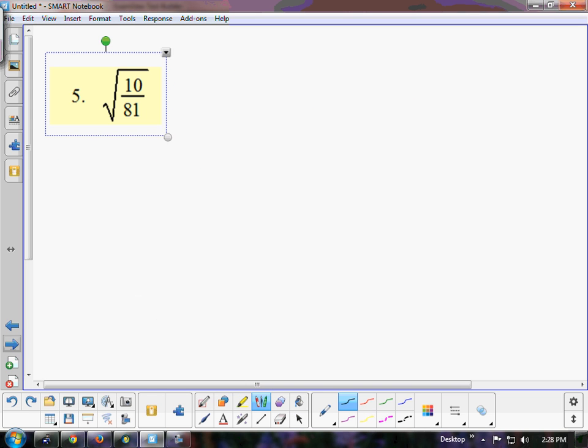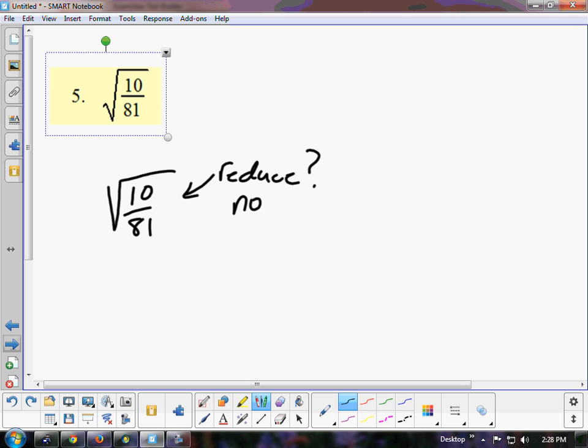Now this one, when there's fractions underneath the radical, those are bad. But can we reduce this fraction? First we got to say, can we reduce it? And the answer is no. I can't. 10 doesn't go into 81. Nothing goes into either number the same.